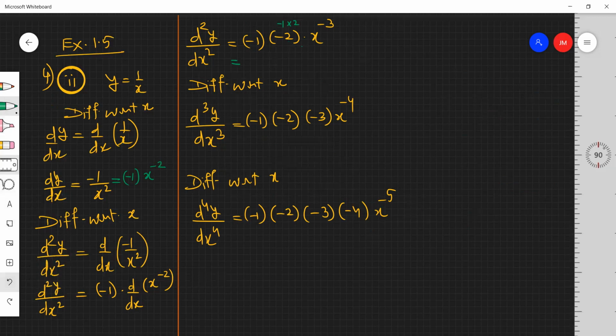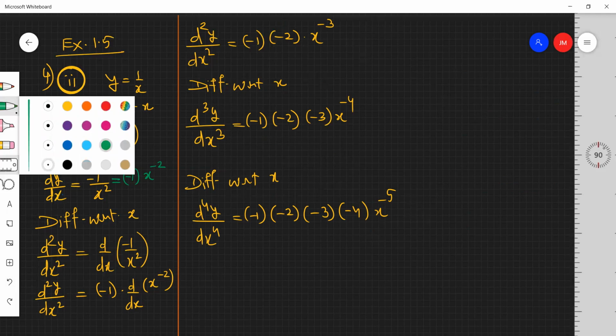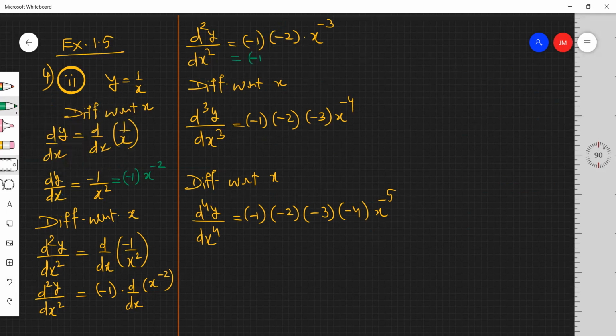So for the second order derivative, see what I will do. I write this as minus 1 square. How minus 1 square? Because I have minus 1 and minus 1. So minus 1 square and 1 into 2, and x raised to minus 3. This is my second derivative.